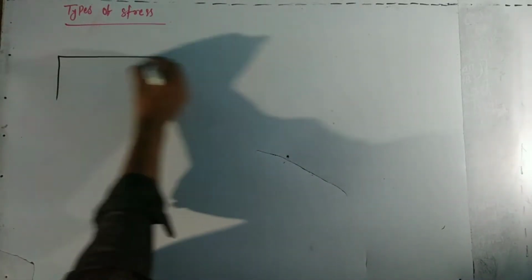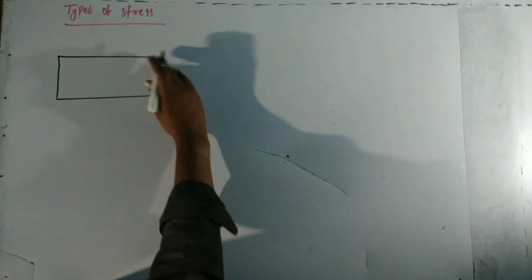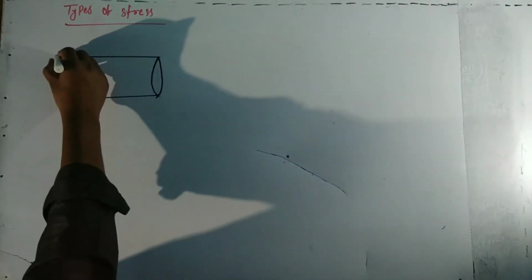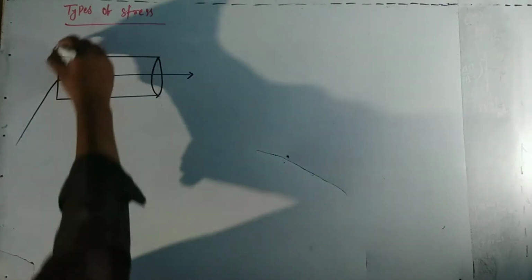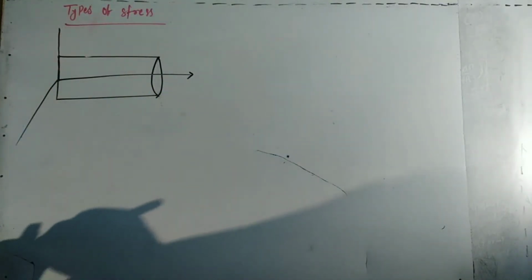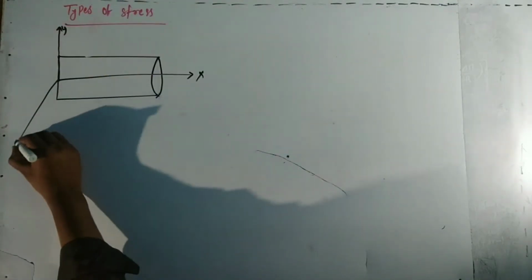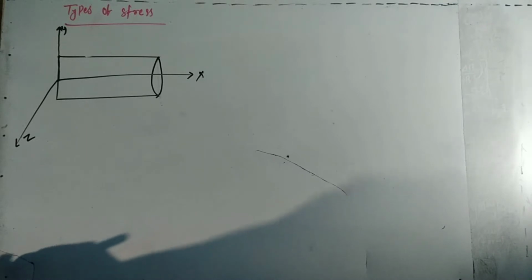Hello dears, we are studying strength of material and today's topic is type of stress. So to study the type of stress, first we see the axis. For this we draw a body and this body has three axes, 1, 2 and 3. This one is x axis, this one is y axis and this one is z axis.